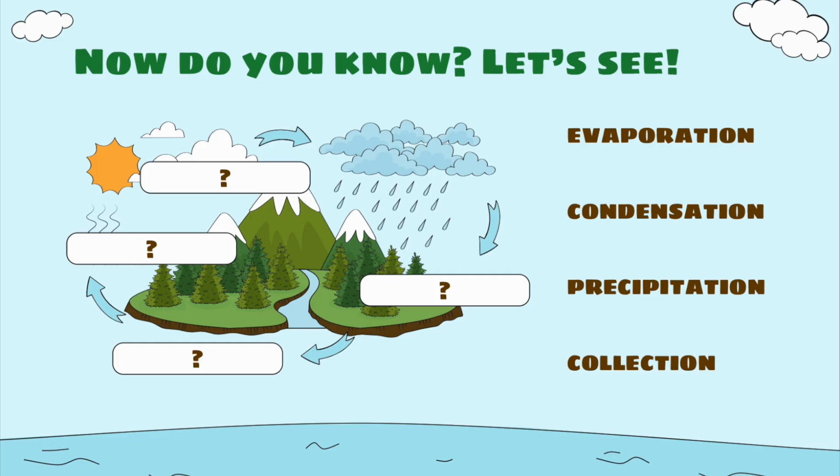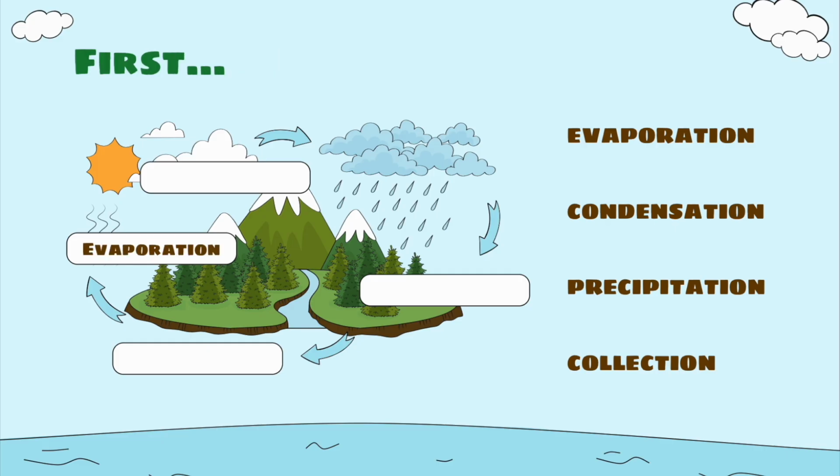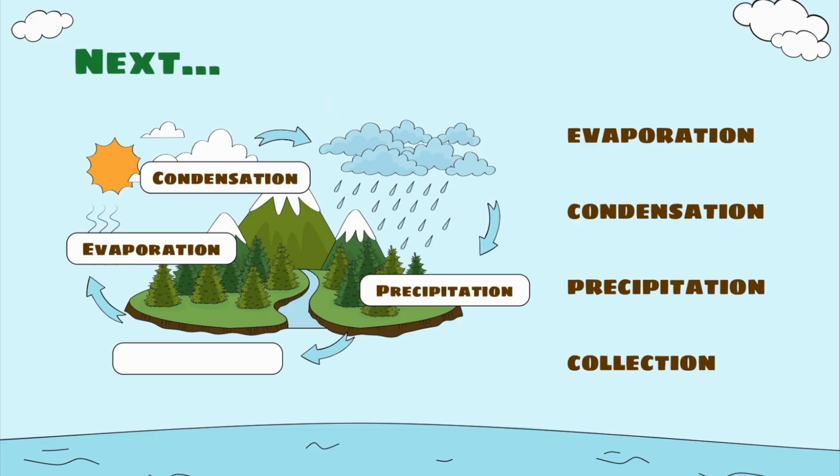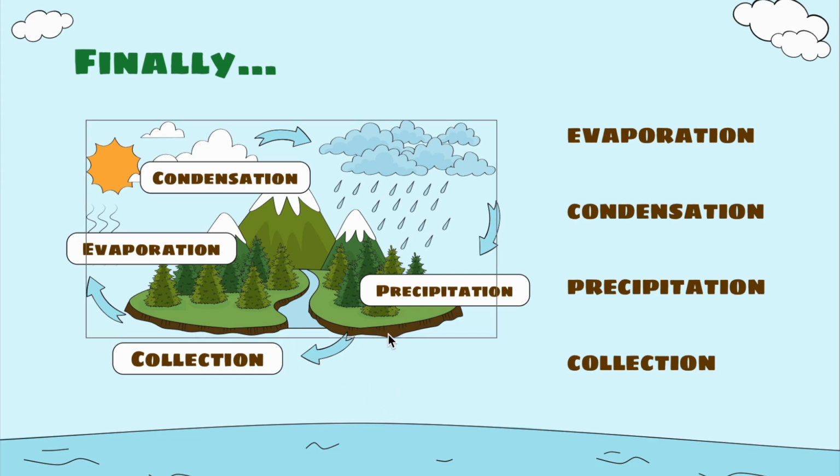Now, do you know these? Well, let's see. First, we have evaporation. Evaporation would go here because say this is like the whole water body, and then it's going up because of the sun's heat. Then condensation. It's forming clouds here because the water droplets are forming. Then precipitation. The clouds become too heavy and it eventually lets go and drops. And finally, collection. It can either go inside the water body again, or it goes underground deep into the soil, into earth.